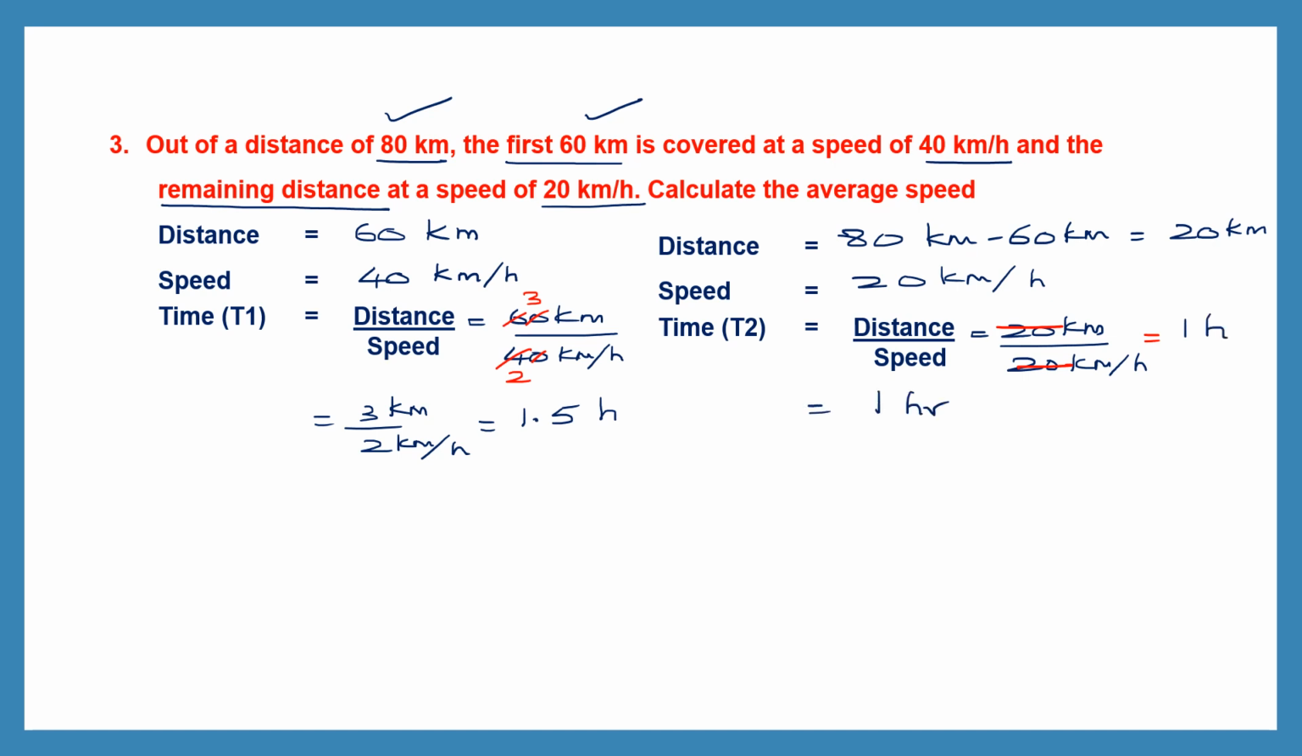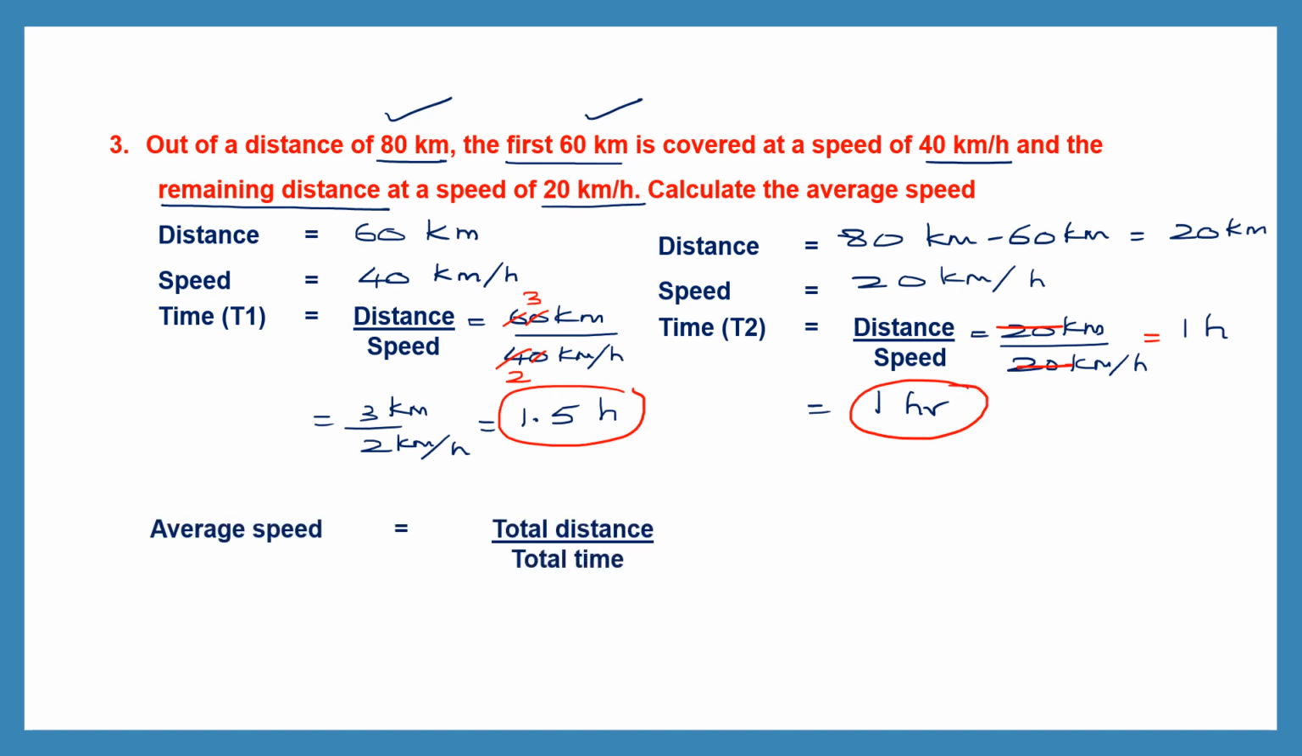So now we have found time for the first part of the journey and then we found 1 hour, the time again for the second part. Now we have to calculate the average speed. Average speed is total distance by total time. Now total distance is given to us in the question where it says out of a distance of 80 kilometers. This is the total distance. So let's write total distance is 80 kilometers divided by the total time.